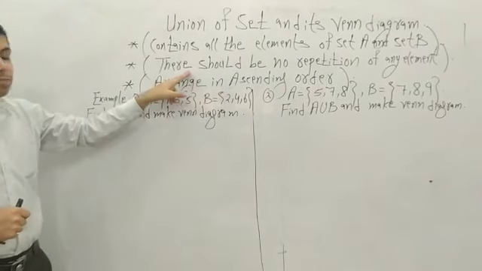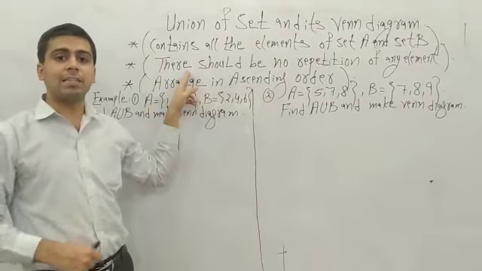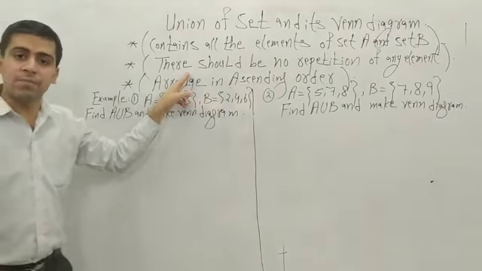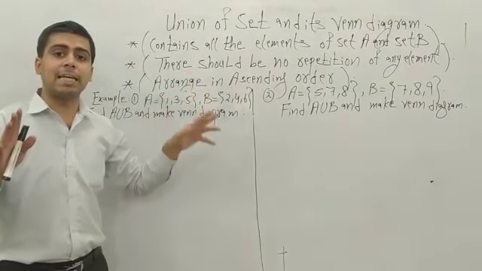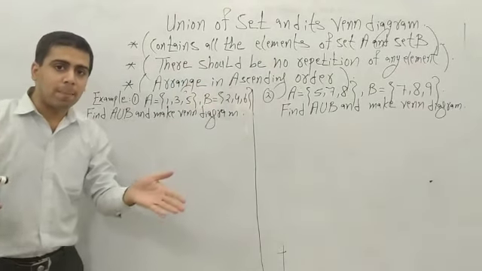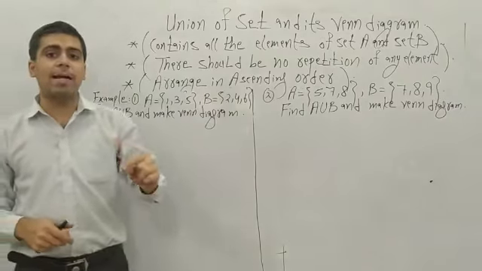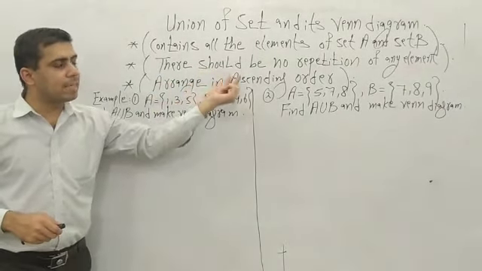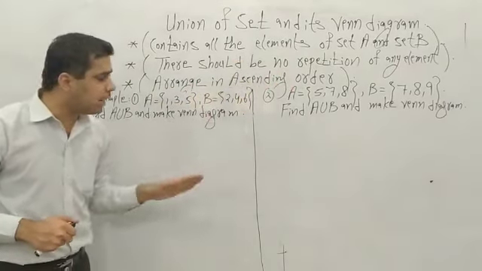Now, the second point that is very important regarding the union of sets is that there should be no repetition of any element in the union of sets, because a set always contains different objects, different elements, different members, because a set is a well-defined collection of distinct objects. It means there should be no repetition of any element in the union of sets.